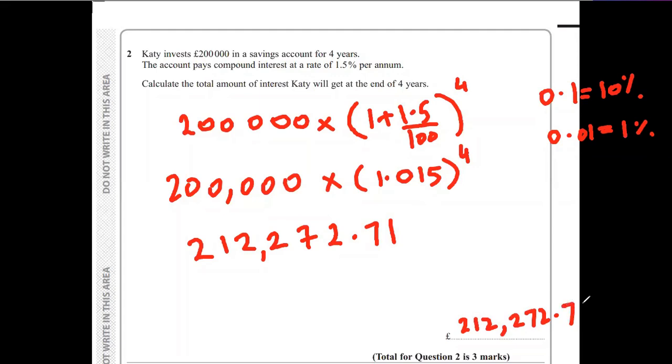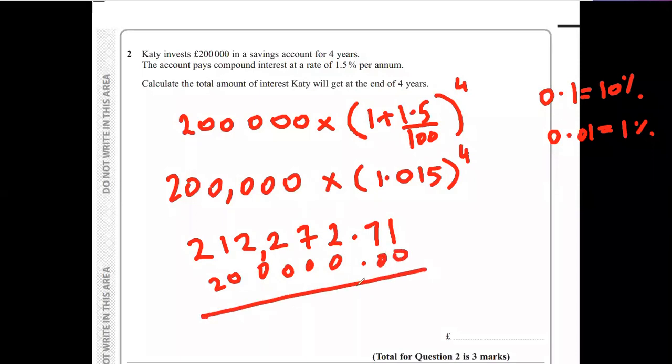212,272. Don't you have to minus it? Oh, you take out. Calculate the total amount of interest Katie will get. Oh, yeah. So basically that should not be the answer. From this, you need to take away 200,000. Then it's 12,272 pounds and 71 pence.